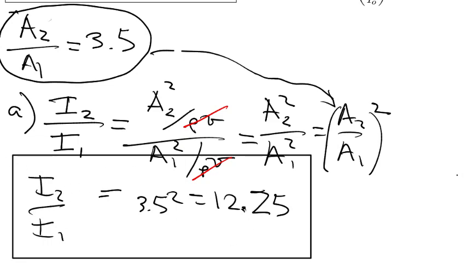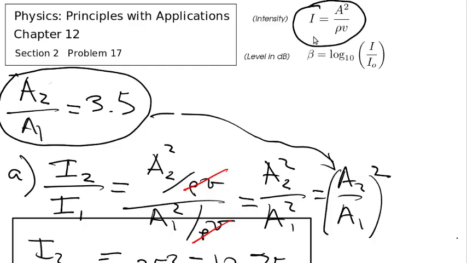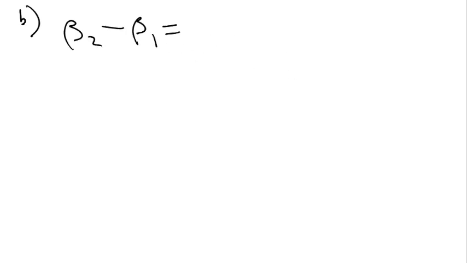Now what about part B? Part B asks you how does the sound level change. Sound level is designated by beta. Here beta 2 means the sound level after, beta 1 is the sound level before, and it wants a difference. So it means you do the subtraction. The formula for beta, I've put right here, this formula for sound level, as it relates to sound intensity. So we'll just plug in for each of these.